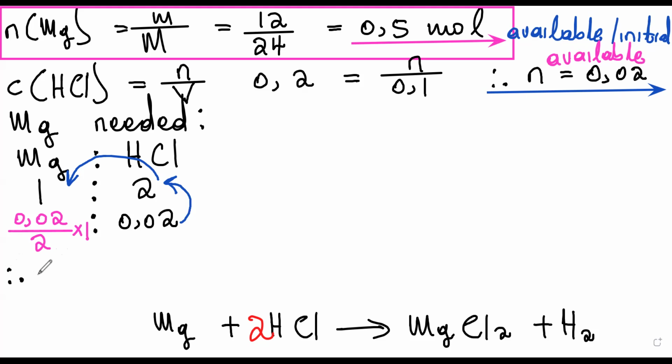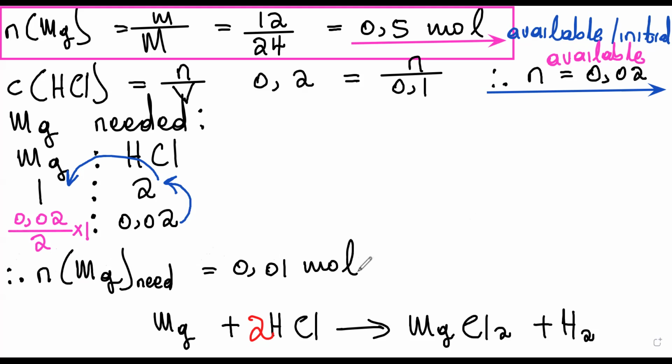So now you can conclude and say the number of moles of magnesium that are needed in order to react with 0.02 moles of hydrochloric acid will be 0.01 moles.